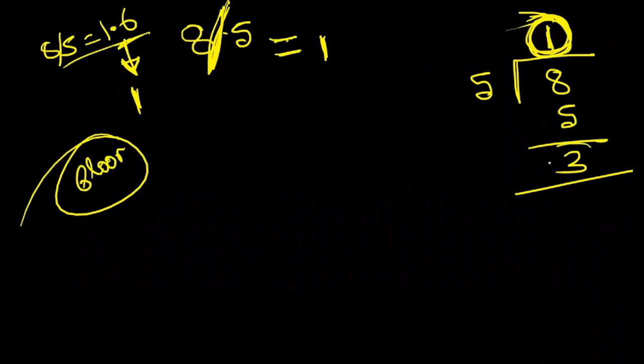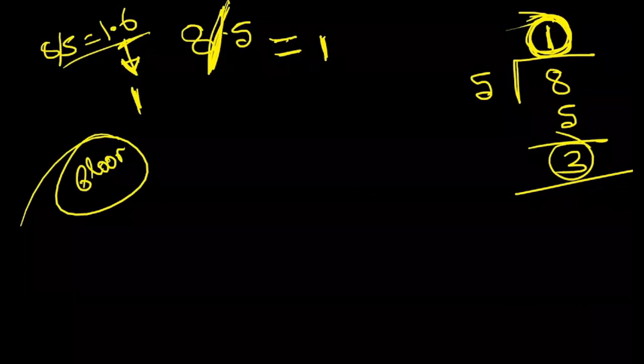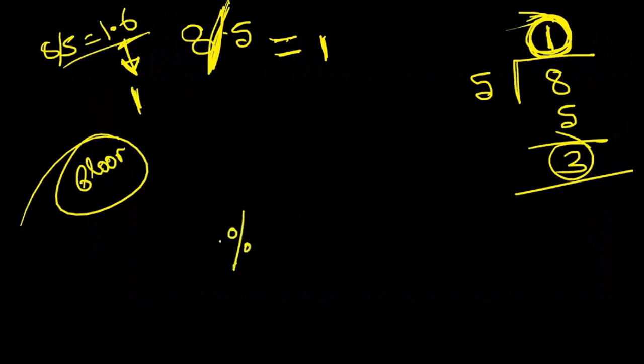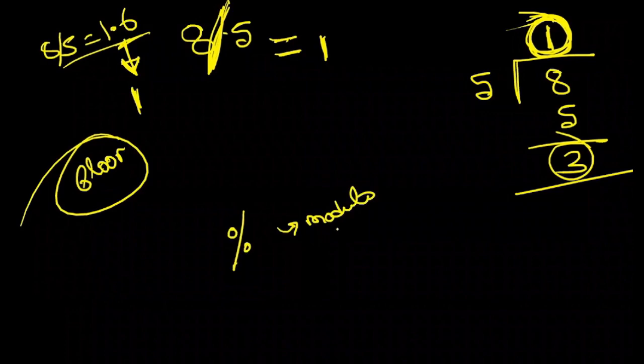Now you will ask me, how do I get the remainder? If I divide 8 by 5, the quotient is 1 and the remainder is 3. How do I get the remainder? That is where I introduced to you the modulo operator. The percentage sign I showed you is known as the modulo operator.